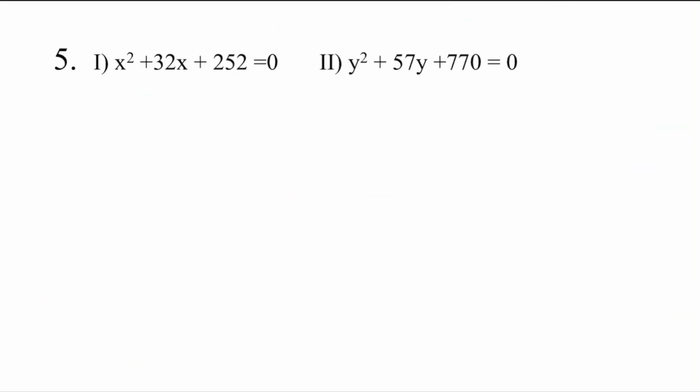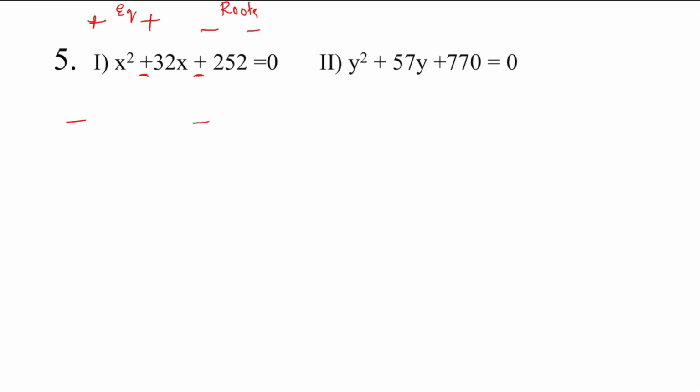Next, the fifth one, x square plus 32x plus 252 is equal to 0. Now in the equation both are plus plus. So what will be our roots? Both will be minus minus. Okay, so write minus here, minus here.